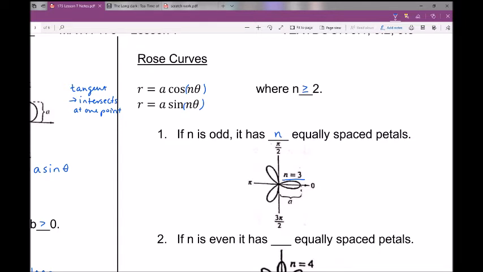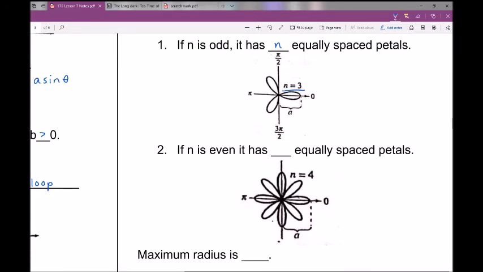Now, if n is even, then we actually get double the petals. So the petal number will be 2n. An example here is if n is equal to 4. Notice we don't really know if this is sine or cosine, but the important thing is that since n is equal to 4, we actually get 8 petals if you look around that graph.